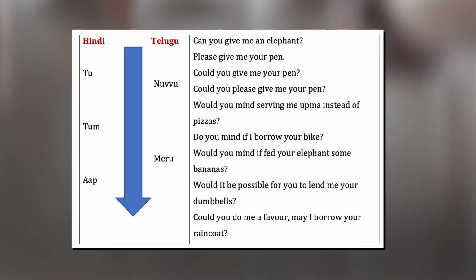We have a similar language feature in Hindi and many other Indian languages. The difference we make between a tu, tum and aap in Hindi or a nuvu and miru in Telugu is roughly the same difference between a "give me your pen please," "can you give me your pen please," and "would you mind giving me your pen please."